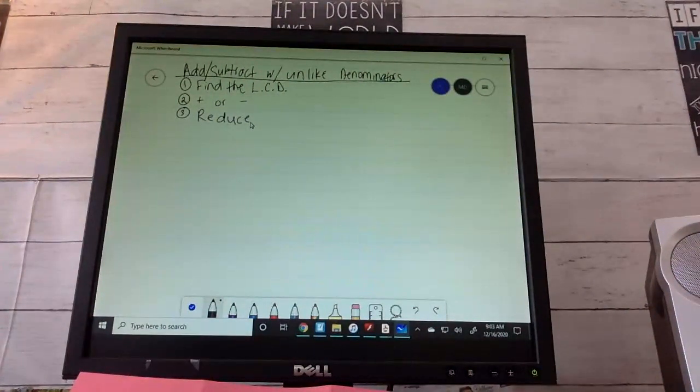Reducing might look like, I should put this in there, simple form, simplest form, or it could also be improper fractions, improper to mixed. Because if you add 3/4 plus 3/4, you're over 1 whole, right? That would actually be 6/4, which is 1 2/4, which is 1 1/2. We've got to be able to reduce. We will practice some of those.